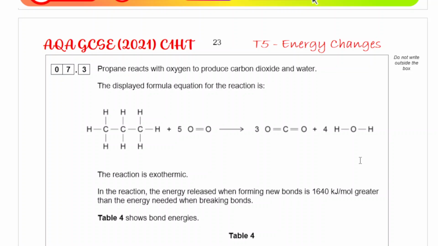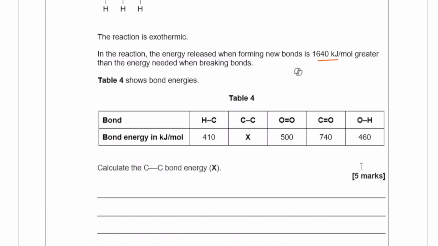Propane reacts with oxygen to produce carbon dioxide and water. The displayed formula for the reaction is shown. Okay, this reaction is exothermic. In this reaction, the energy released when forming new bonds is 1640 kilojoules greater than the energy needed when breaking bonds. So they've given you the overall energy change, which means, okay, they are asking us to calculate the carbon-carbon bond energy.